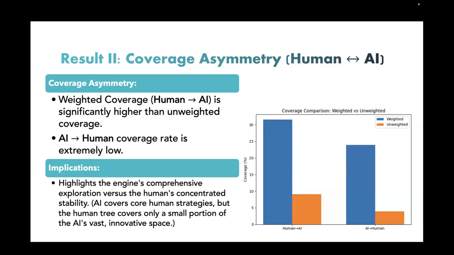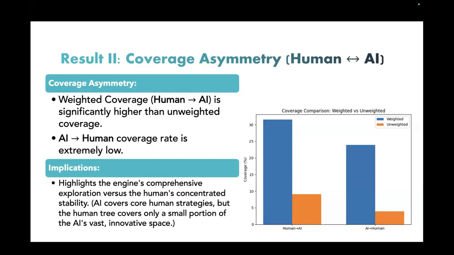Now look at the right side. The AI-to-human coverage is extremely low. The implication is that the human opening tree only covers a small portion of the AI's vast strategy space, particularly the innovative moves explored by the agent.